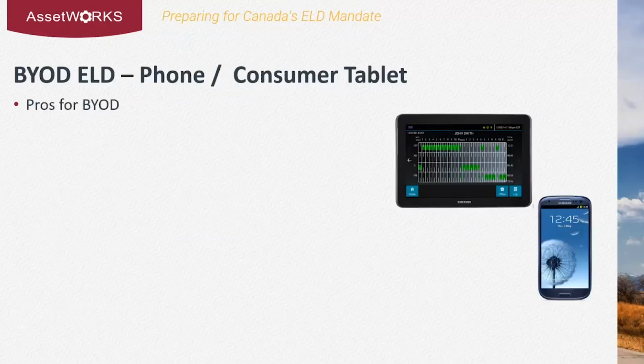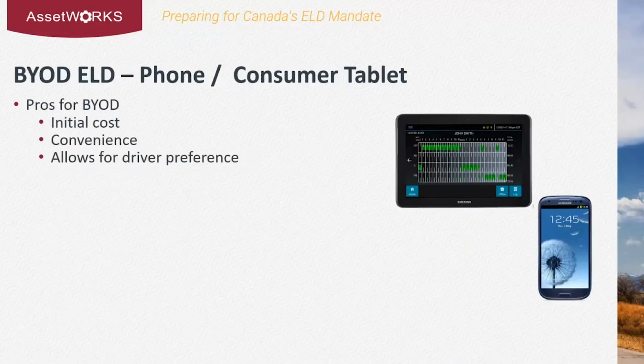So if you look at the pros and cons of that, the benefits of BYO, bring your own device, is initial cost. Hey, we have them already, so why don't we use them, right? And of course, that's convenient because you have at least that piece of the ELD component already in hand. And it lets the driver have a preference. Hey, if I'm an iPhone guy or an Android person, I can have my pick, right?